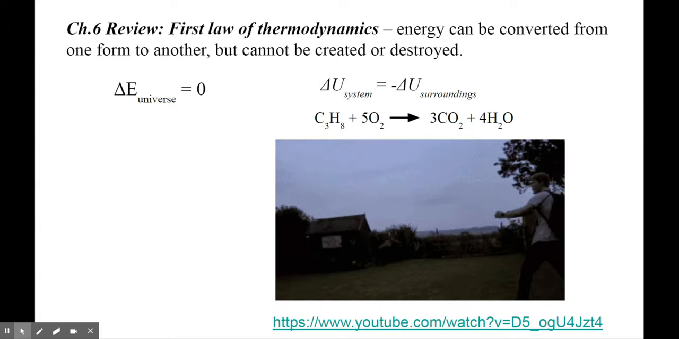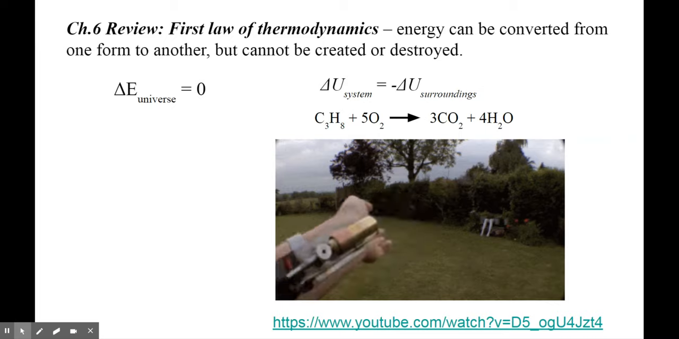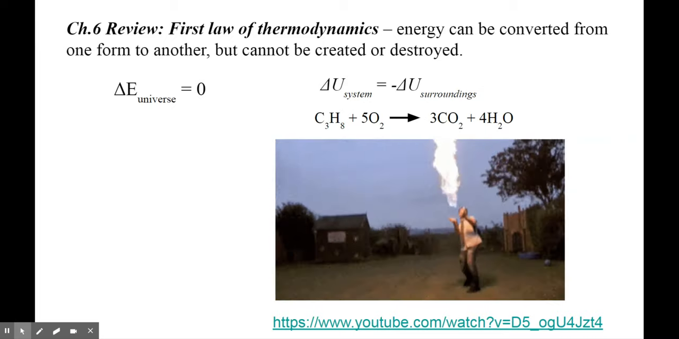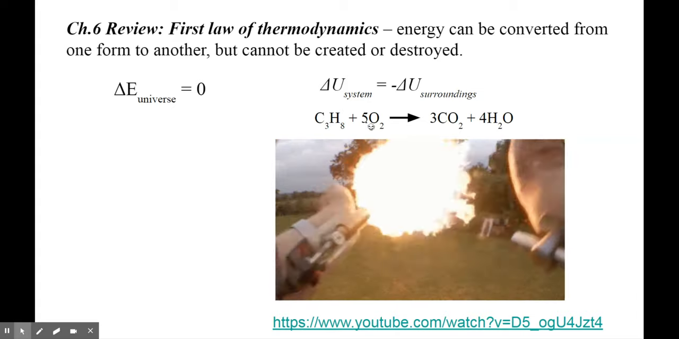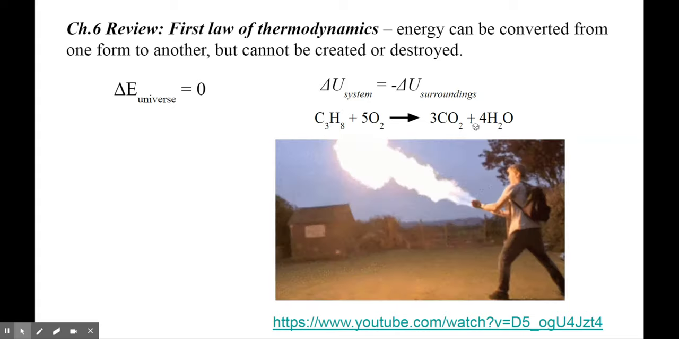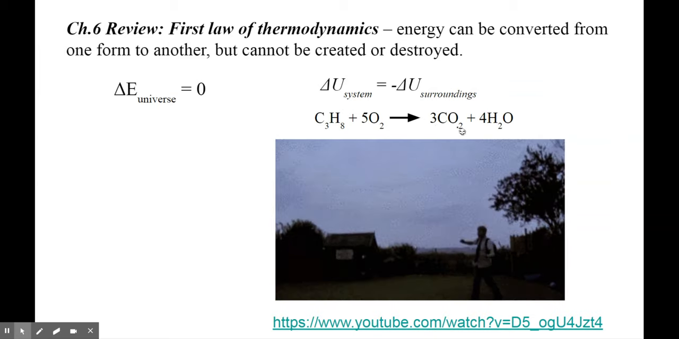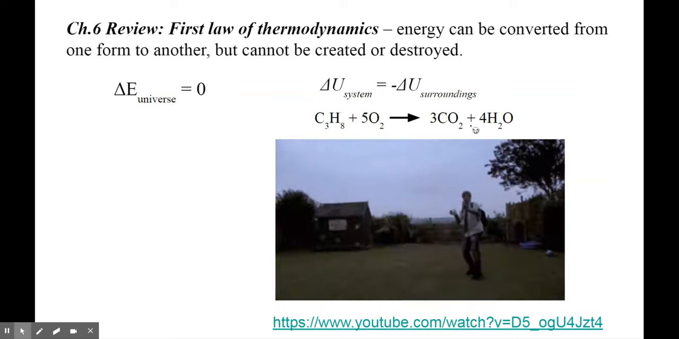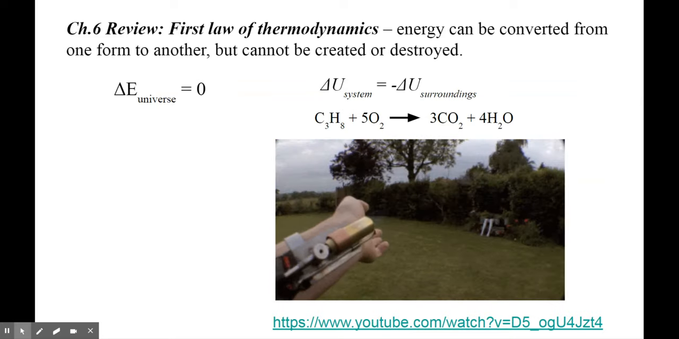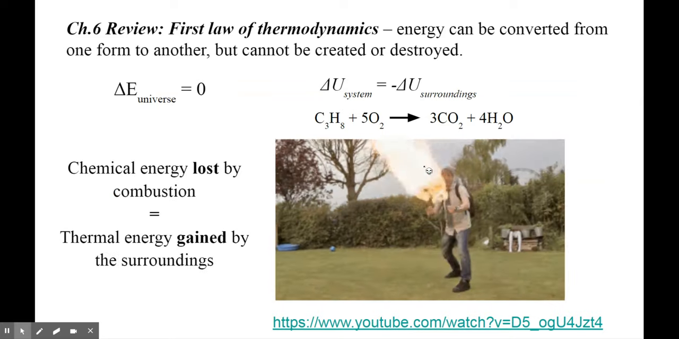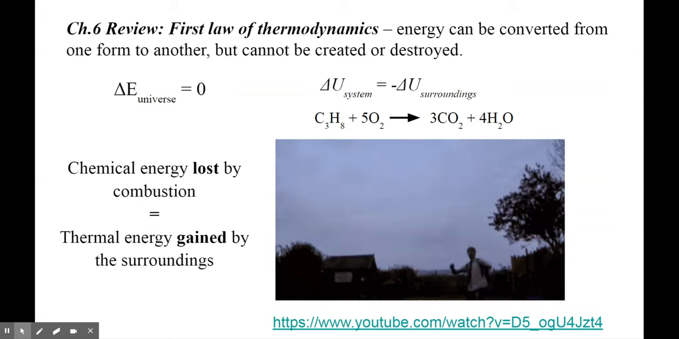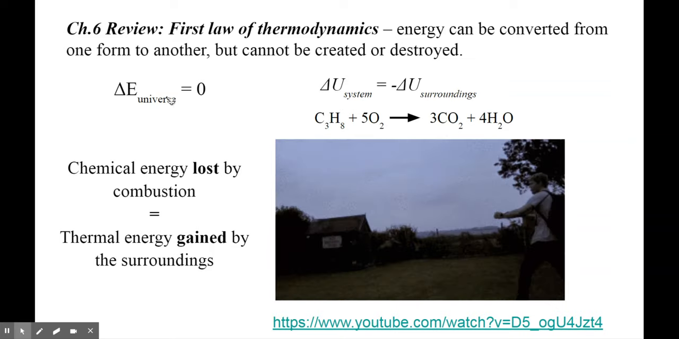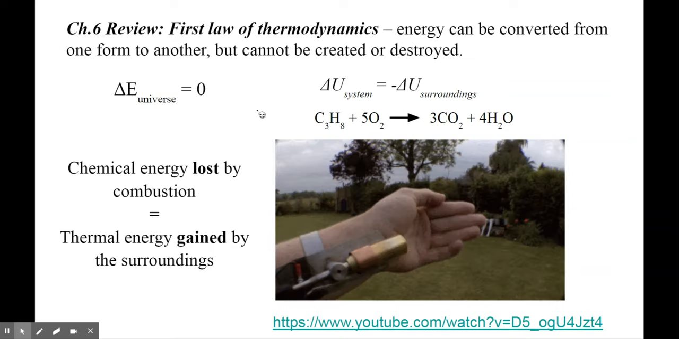So here we have this nice little flamethrower. I included a link in the notes if you want to go and watch the longer version. But we have propane reacting with oxygen to make CO2 and water. So this is exothermic. And so the chemicals are going to lower energy states. And we know it's because they're releasing that energy to the surroundings. So we have energy lost by combustion, but thermal energy gain. So the overall energy of the universe stays zero.